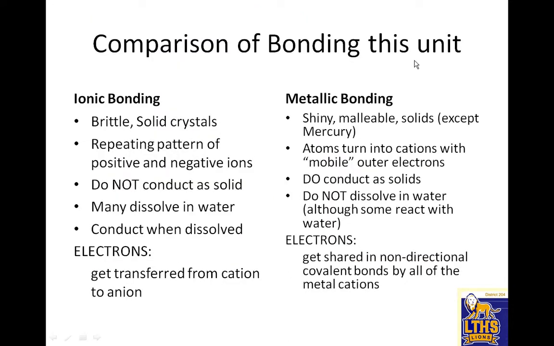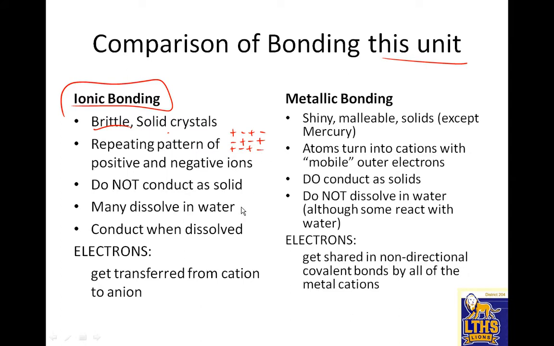All right, so here's what we talked about in this unit. We talked about ionic bonding. That first lab we did, we saw that ionic compounds were brittle and they were solid. There was a repeating pattern of positive, negative, positive, negative. All right. So if you hit this with a hammer, you put a positive next to a positive and it shatters. That's why they're brittle. They do not conduct as solid because these ions are stuck in place when they're solid.